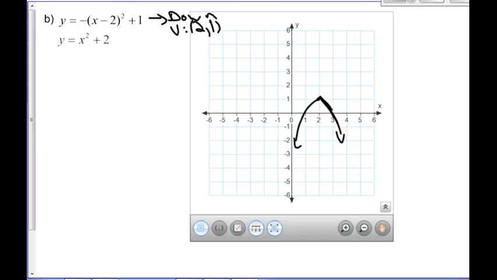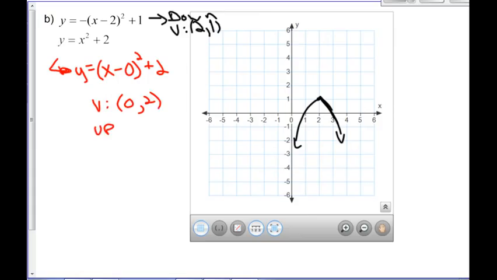just very roughly. This one over here, well, it really means y equals x minus 0 squared plus 2. So it's got a vertex at 0, 2, and it opens up. Again, very rough sketches here.